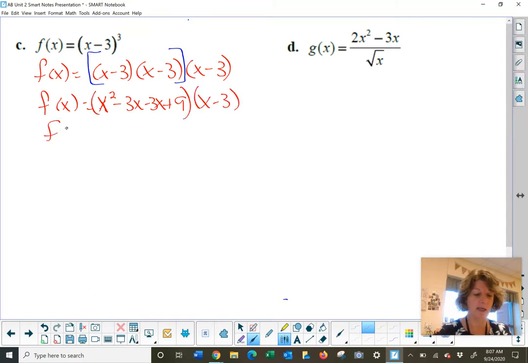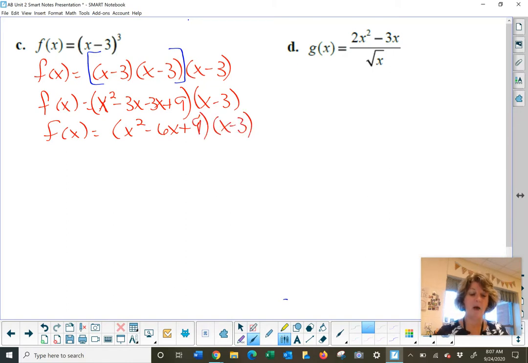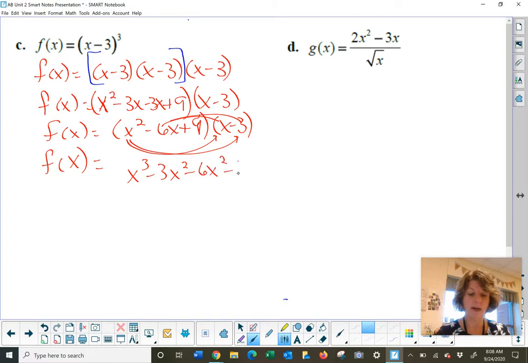But first, I think I want to take the step and simplify the first. X squared minus 6x plus 9. If you could do that all on your own the first go through, good for you. Now, let's take and distribute. So f of x, I am going to take x squared times each of those terms. So x cubed minus 3x squared. I'm going to take 6x times each of those, minus 6x squared minus 18x. I'm going to take 9 and multiply, it looks like it's positive, times both of those.